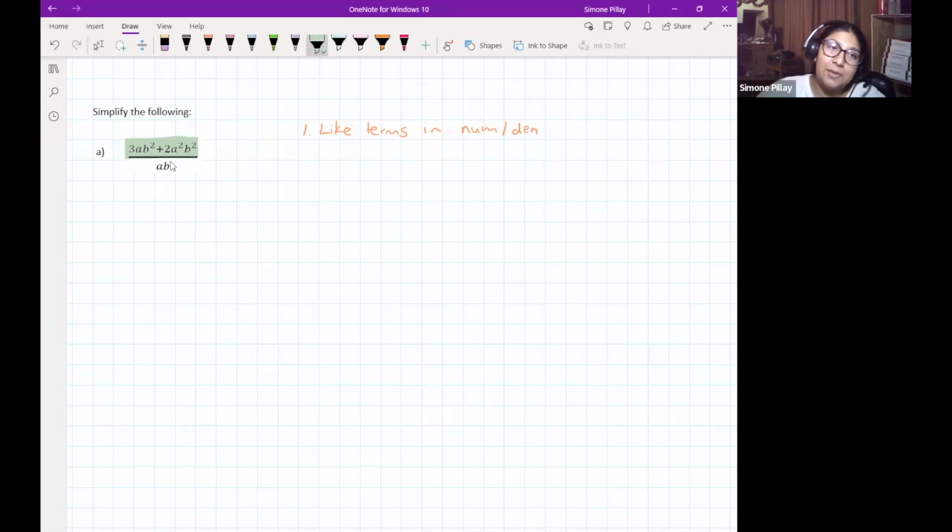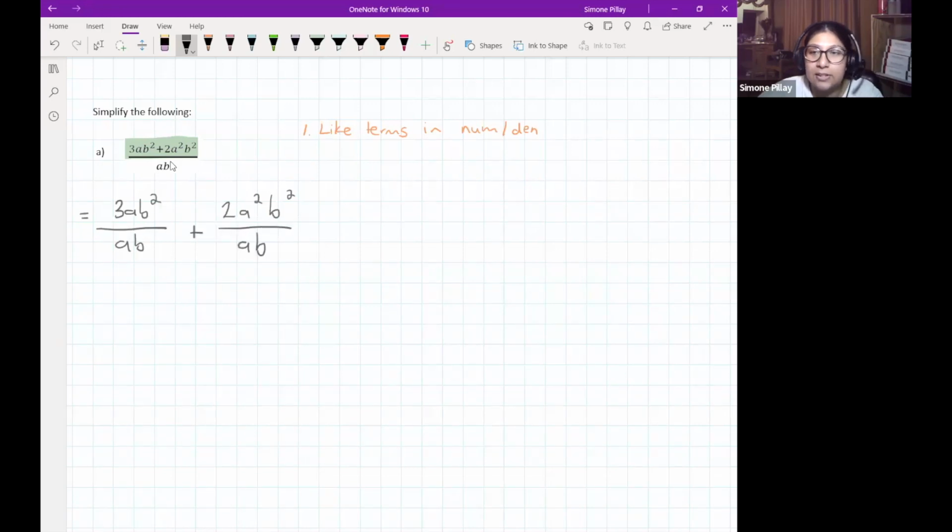It would stay the same, except I can separate these fractions, Rory-san. So I can write this as 3ab squared over ab plus 2a squared b squared over ab. Do you understand how I've split these fractions? Yes, ma'am. Okay, it's the same thing as when we have 8 plus 3 over 7. We can split that into 8/7 plus 3/7.